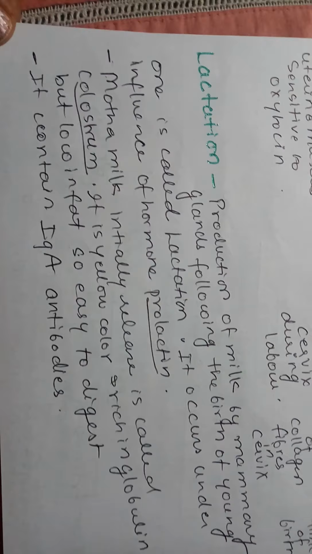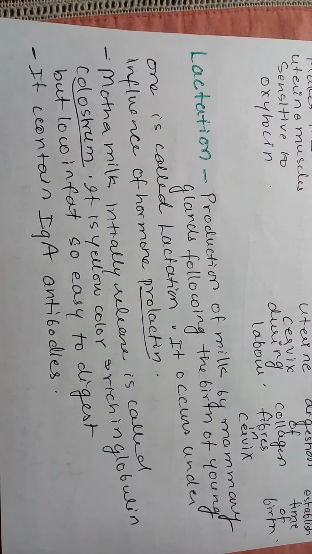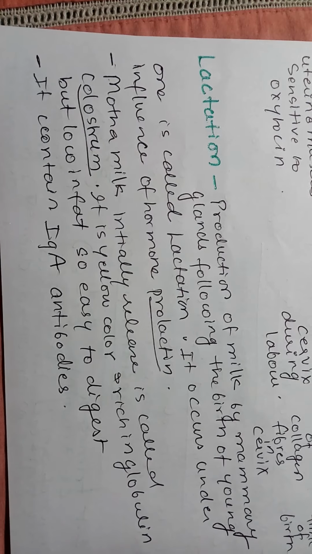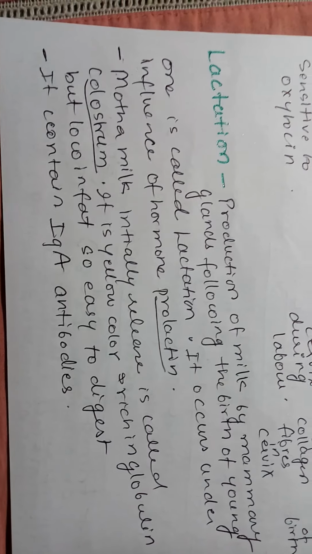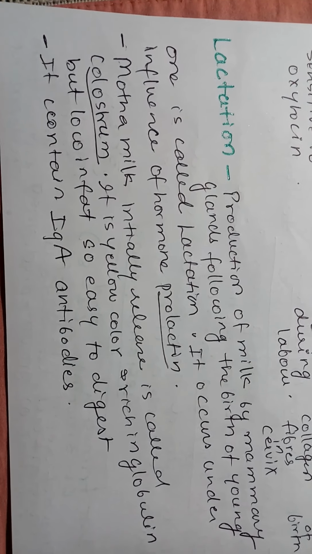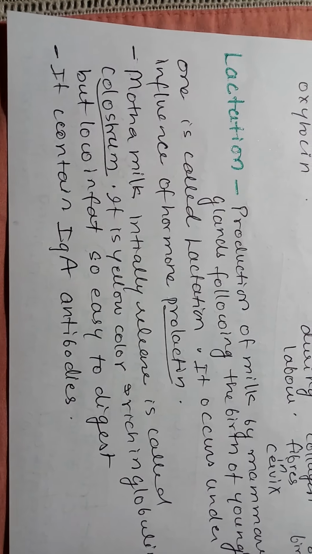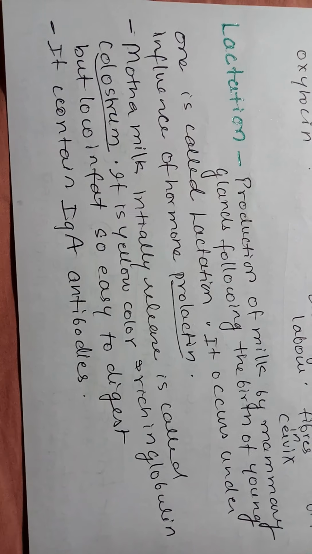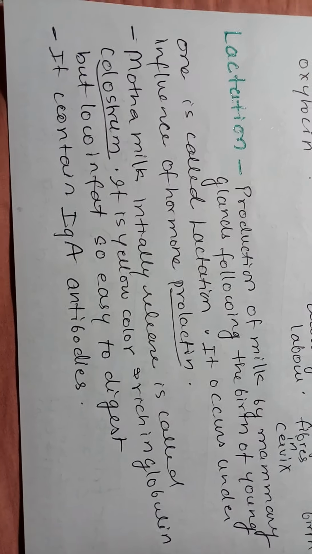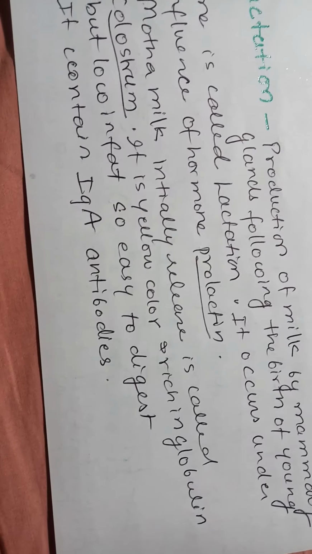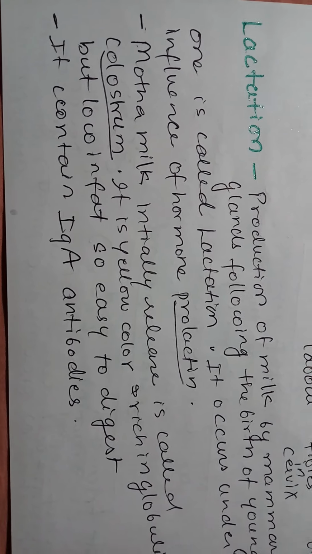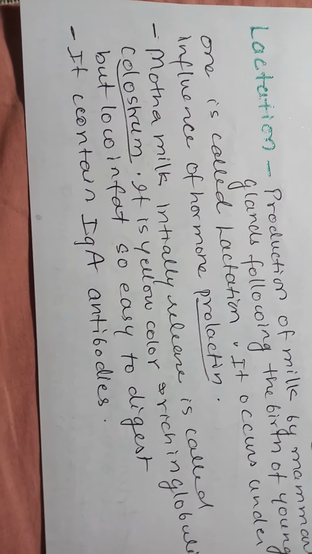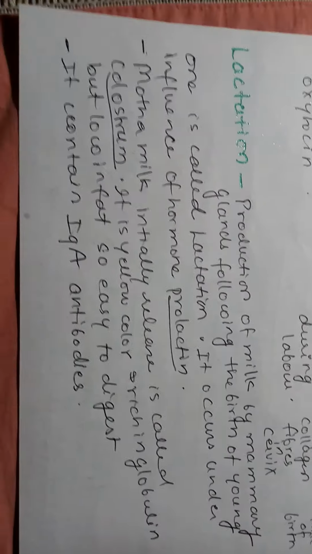I'll briefly discuss lactation here. Production of milk by the mammary gland following the birth of the young one is called lactation. It occurs under the influence of a hormone called prolactin. Mother's milk is really good because the milk released just after birth is called colostrum, and it is viscous, yellow in color, and rich in globulin and low in fat. So it is very nutritious and easy to be digested by the infant. It contains IgA antibodies, so again it provides antibodies for passive immunization.